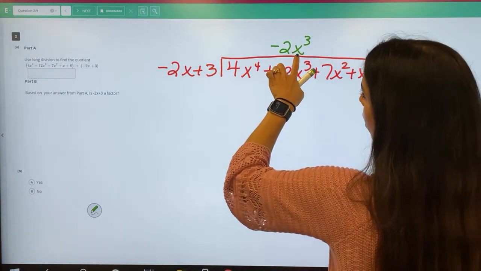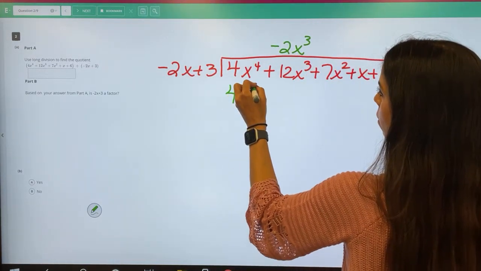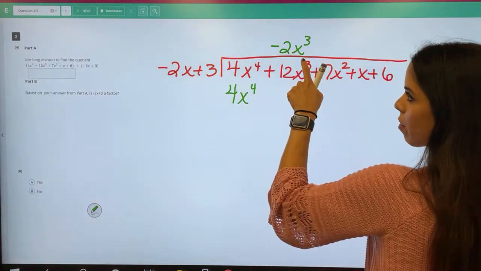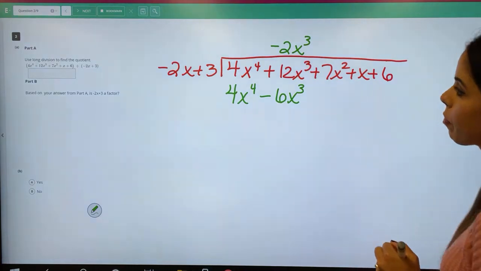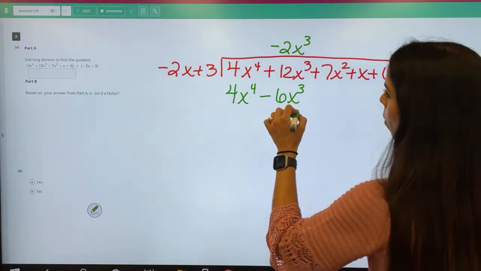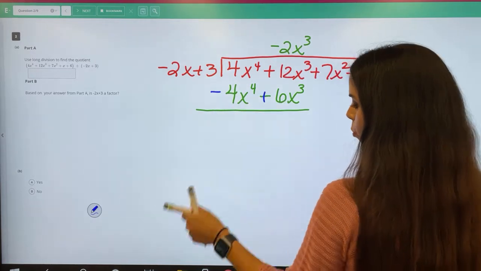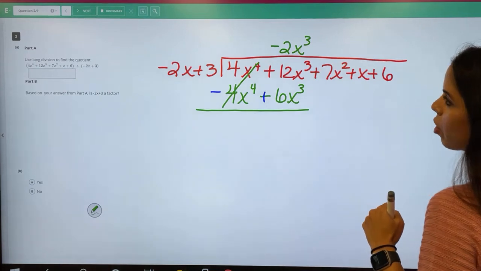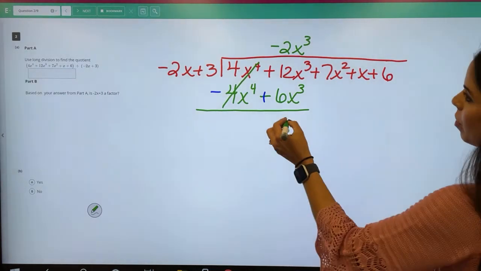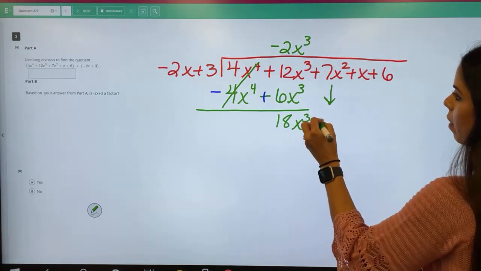And then multiply. 2x to the 3rd times 2x is a positive 4x to the 4th. 2x to the 3rd times 3 is 6x to the 3rd. Okay, so we have to do the sign change now. So switch it to its opposite because we're subtracting. These will cancel. 12x cubed minus 6x cubed is 6x cubed. And then we bring down the next term.